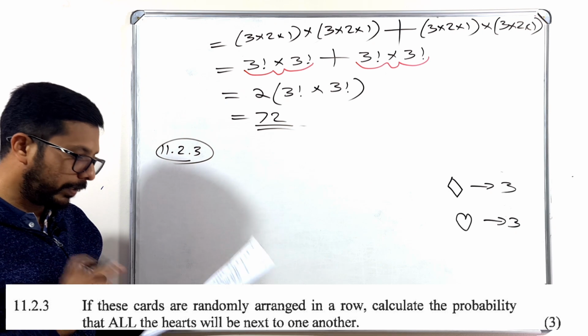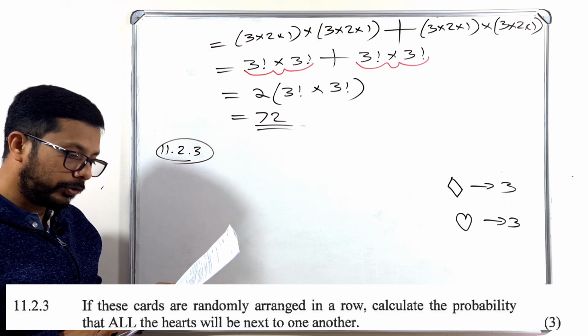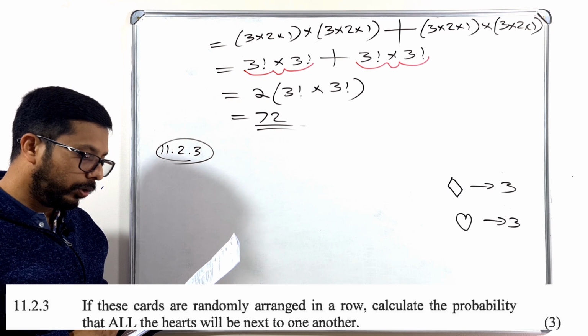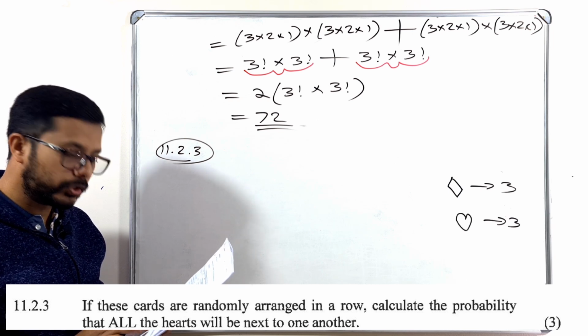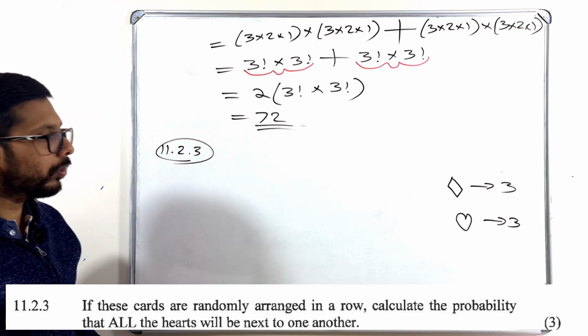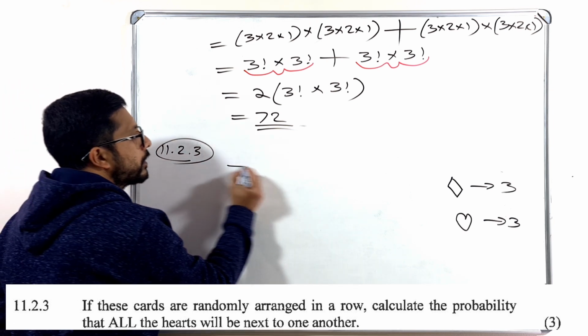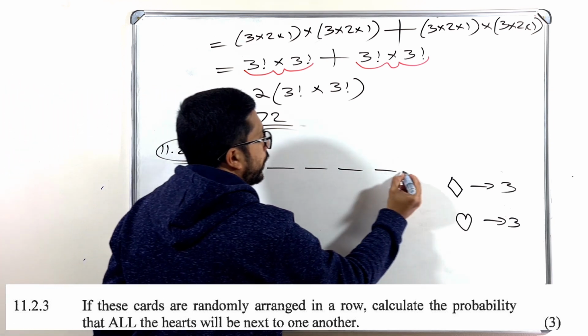Okay, now what is the condition? What do you want to find? You have to find the probability that all the hearts will be next to one another. All the hearts will be next to one another. What is the meaning of that? Let's say 1, 2, 3, 4, 5, 6.